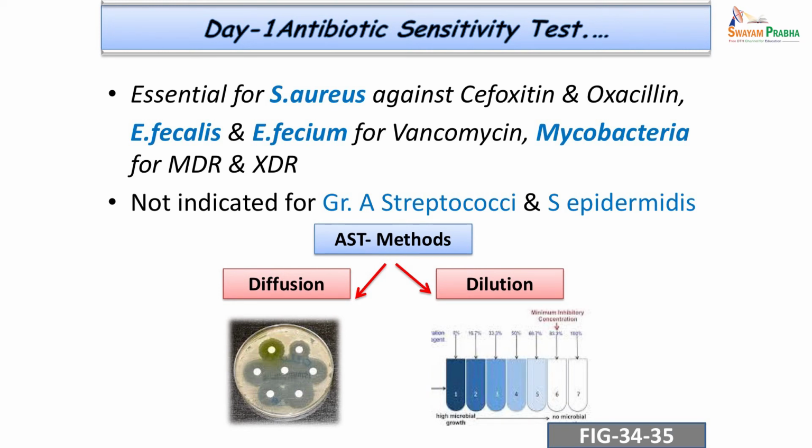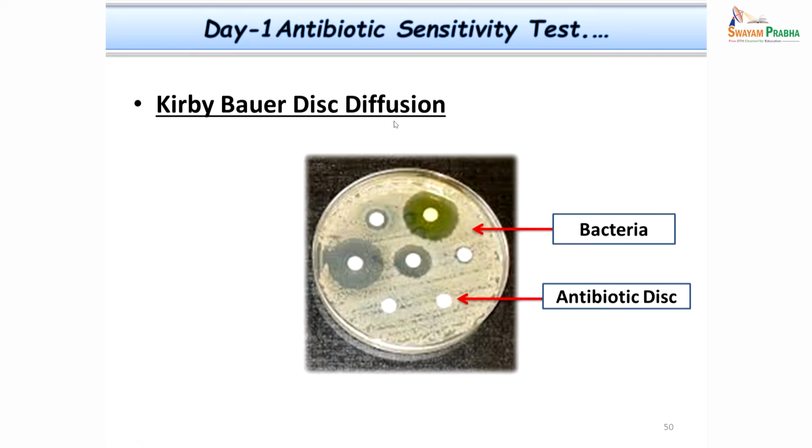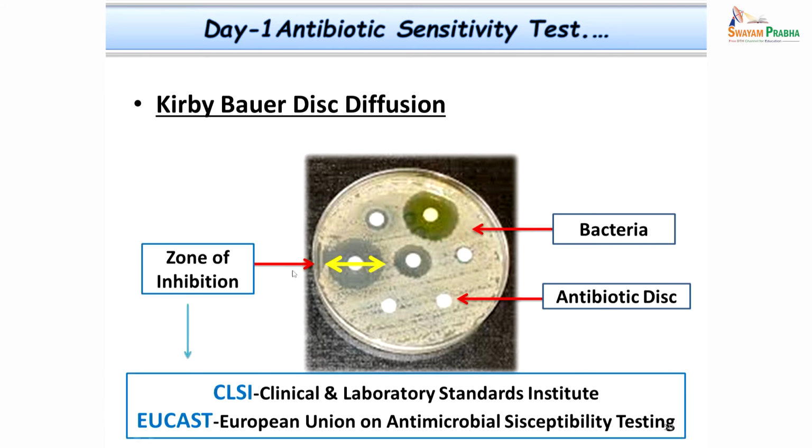The diffusion method is the Kirby-Bauer disc diffusion method, wherein we have grown the bacteria in a lawn culture and applied the discs containing antibiotics here, and after overnight incubation we see that some of the bacteria fail to grow around some of the antibiotics, producing a zone of clearance. The zone is measured and interpreted as per CLSI guidelines to know whether it is sensitive, resistant or intermediate against the drugs with which we are testing. This is how the zone is measured and interpreted as per CLSI guidelines.